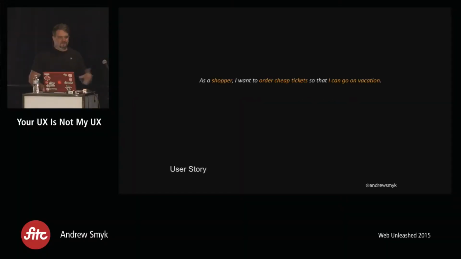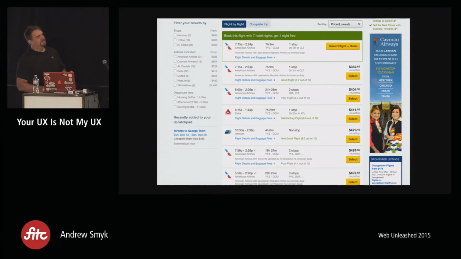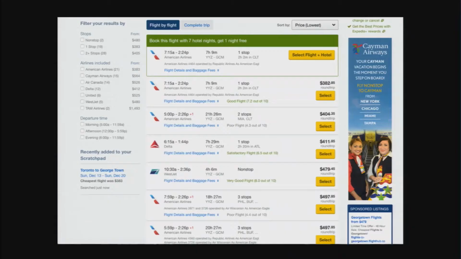How many use this model? All right. A good example of that is, as a shopper, I want to order cheap tickets so I can go on vacation. Sound pretty familiar? Okay. So these are just some examples; if you use a job story, what are your results? Okay, this is Expedia, and I'm not picking on Expedia for that, but what is the best flight for the person to take?